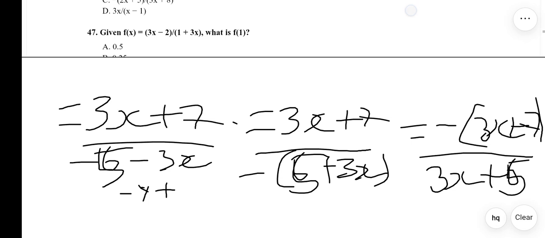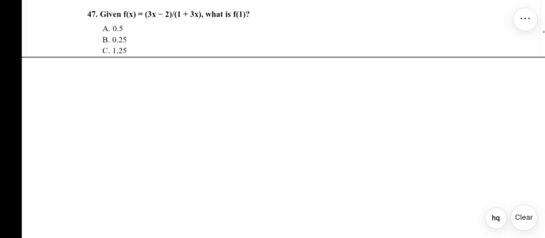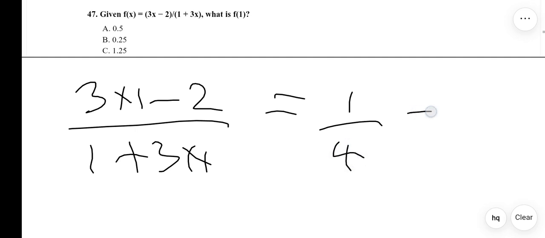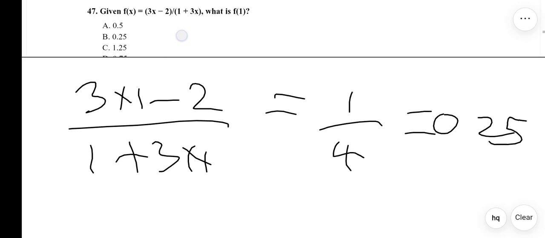So moving to question number 47. I have that if my f of x is this, I should find the f of 1. So I'm replacing my x with 1 because when my input is x, this is my output. So when my input is now 1, anywhere I see x, I'm going to replace it with 1. So that will be 3 times 1 minus 2 all over 1 plus 3 times 1. So 3 times 1 is 3. 3 minus 2 is 1. So 1 plus 3 times 1 is 3. So 1 plus 3 is 4. So the answer is 1 over 4, which is the same thing as 0.25. So my answer is B.